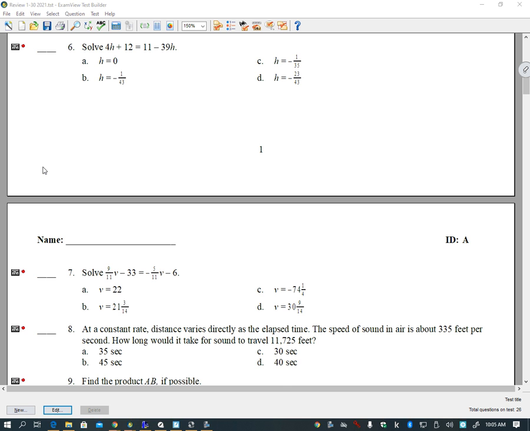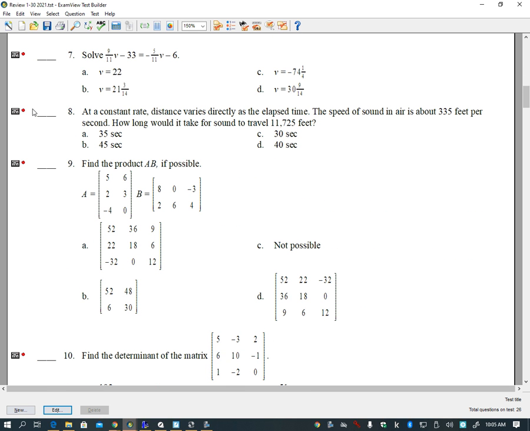All right, number 7. On a question like this, I think the easiest way to solve this is by getting rid of the fractions. Do you guys know how to get rid of the fractions? Multiply what by 11? Everything, right? So 11 times 9 is 99. 99 divided by 11 is 9, right?